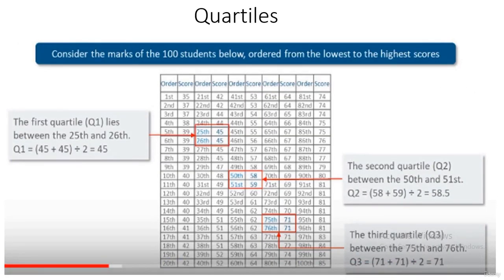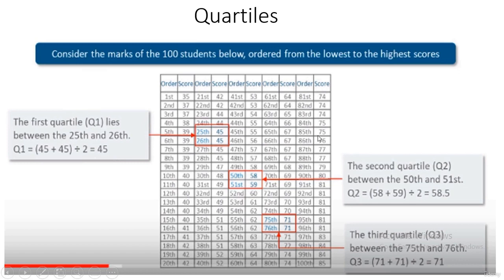Okay, now let's take an example. Consider the marks of 100 students below, ordered from the lowest to the highest scores. How will you find the first quartile? In this case, the first quartile lies between the 25th and 26th student. The 25th score is 45 and the 26th is also 45. So 45 plus 45 divided by 2 gives you 45.